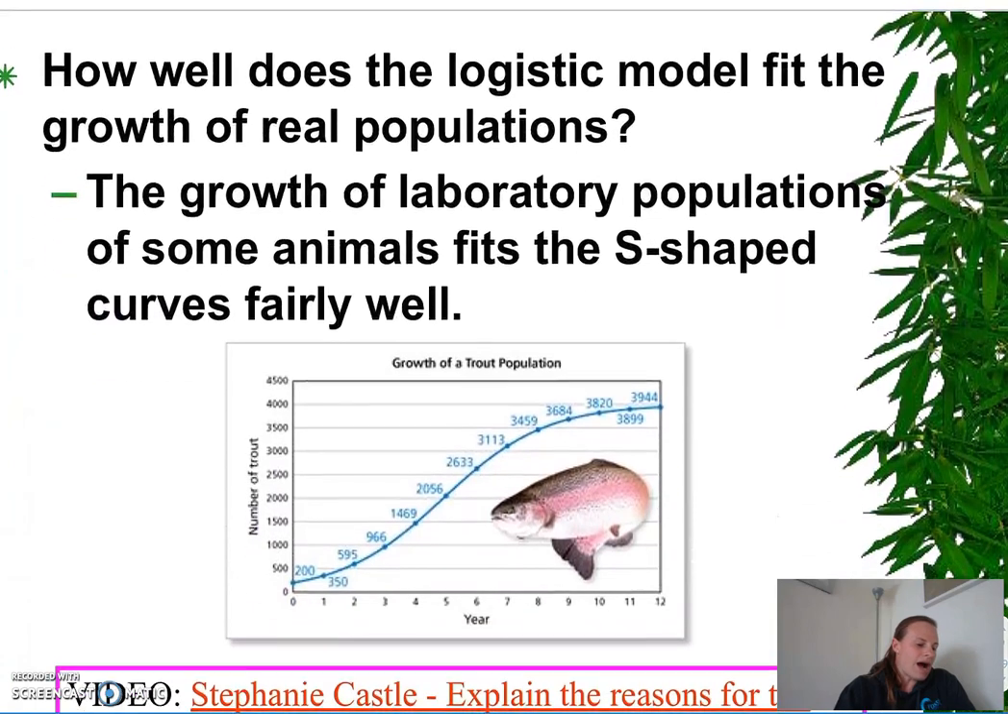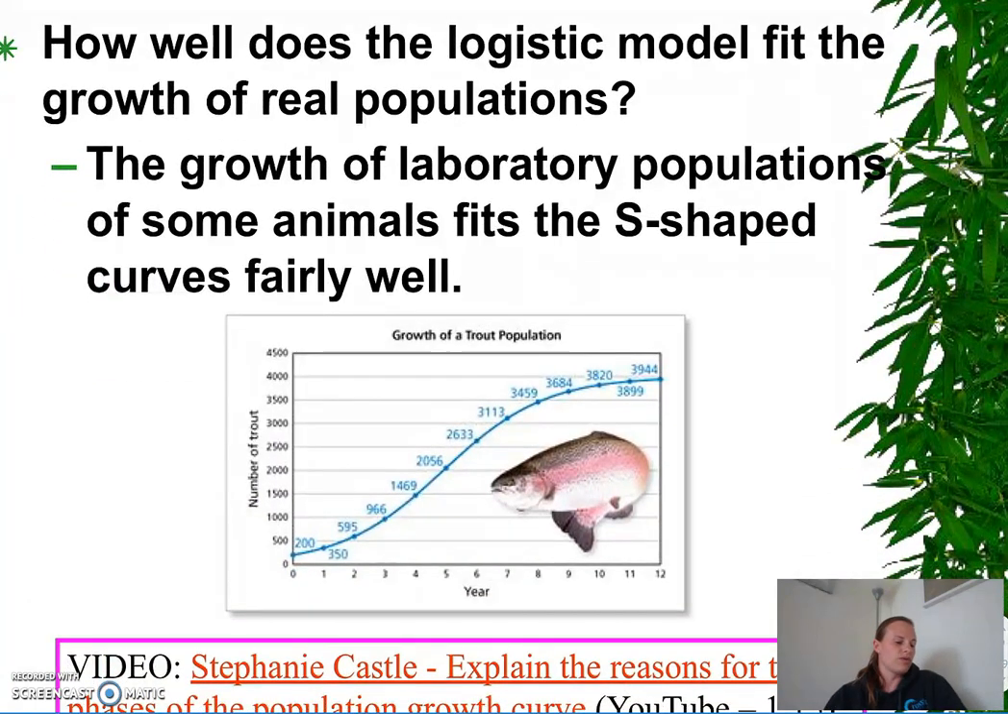So, how well does the logistic model fit the growth of real populations? Well, real populations seem to follow the logistic growth model pretty accurately because our limiting factors are there. We don't have unlimited resources. There is a limited amount of food. There is a limited amount of space. There are a limited number of mates. So therefore, real populations follow the logistic growth model.